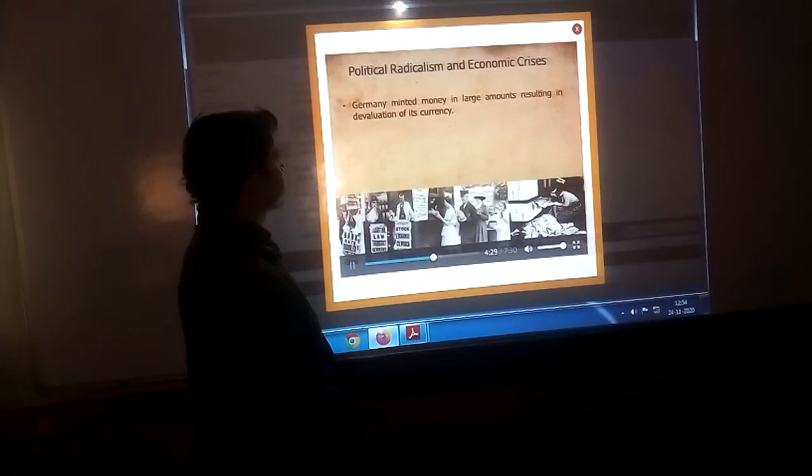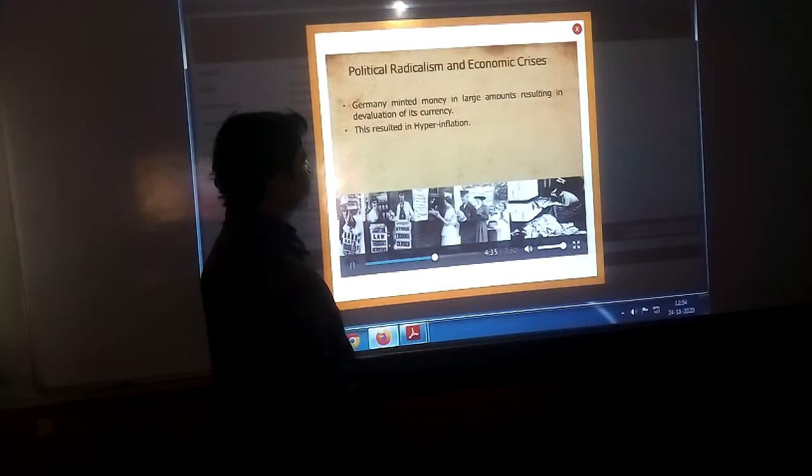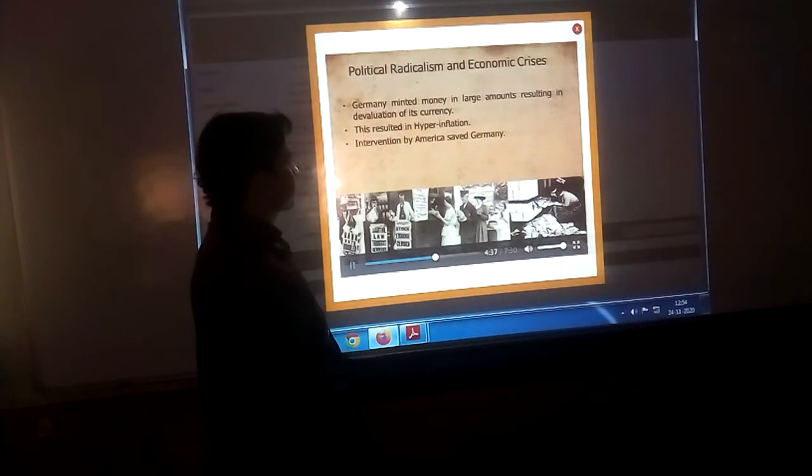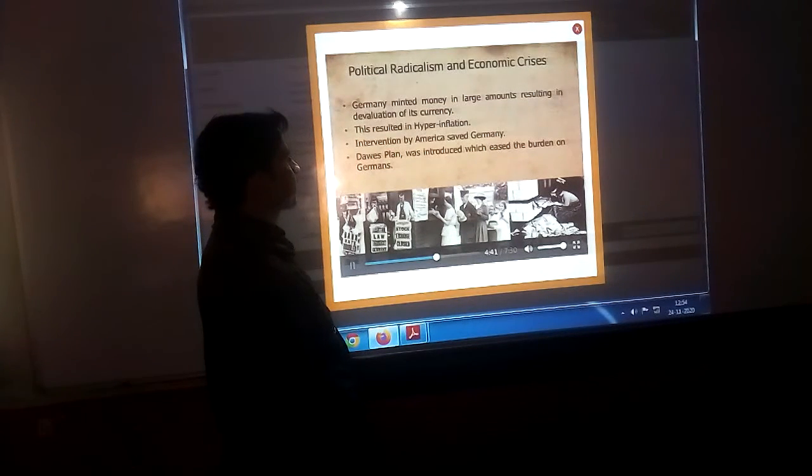Germany minted money in large amounts, resulting in devaluation of its currency. This resulted in hyperinflation. Intervention by America saved Germany. Dawes Plan was introduced, which eased the burden on Germans.